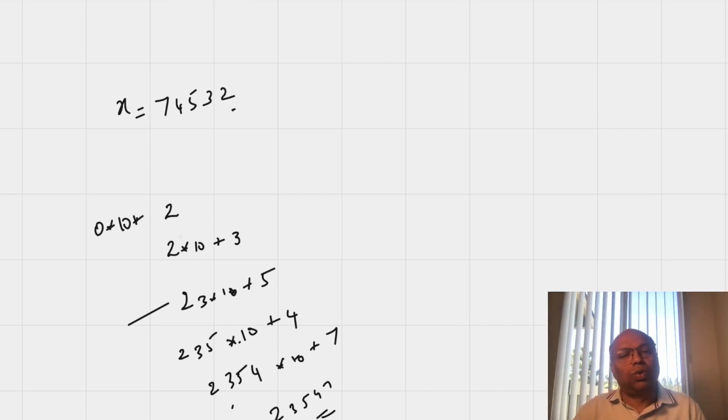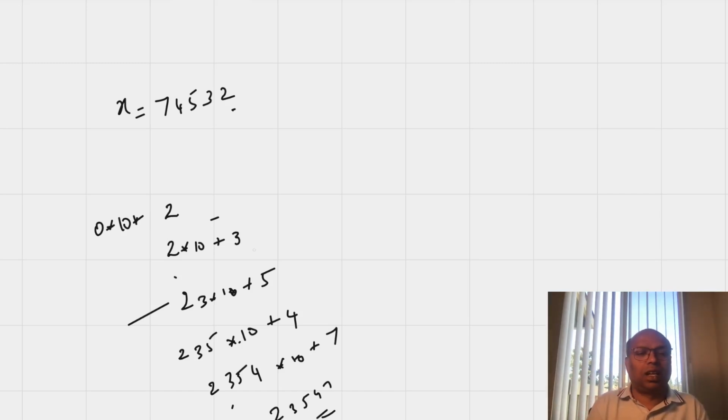0 into 10 plus 2 is what? 2. That's it. Next time 2 into 10 is 20 plus 3 is 23. So what you should do? Take a digit, multiply what is there in your brain by 10 and add the new digit. Repeat the procedure. How long? Till the number became 0.